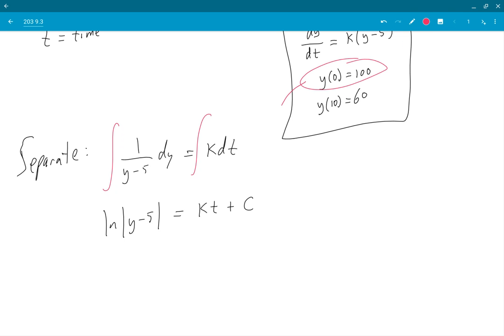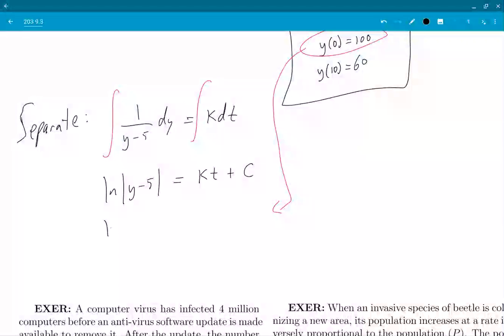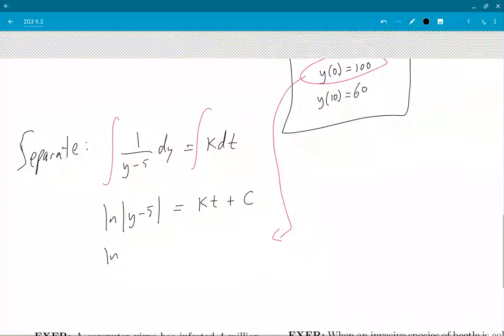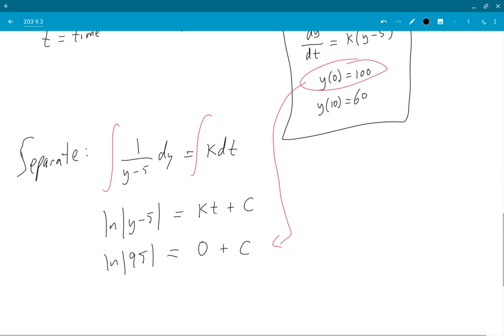So take that. I'm going to use it right here. So I get ln. Running out of space. Ln of 195 is equal to, well, just C, right? So there's C. 195.